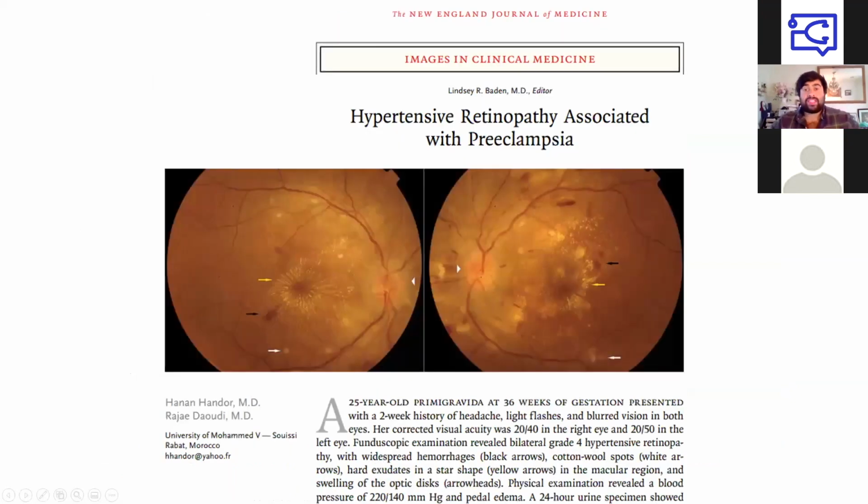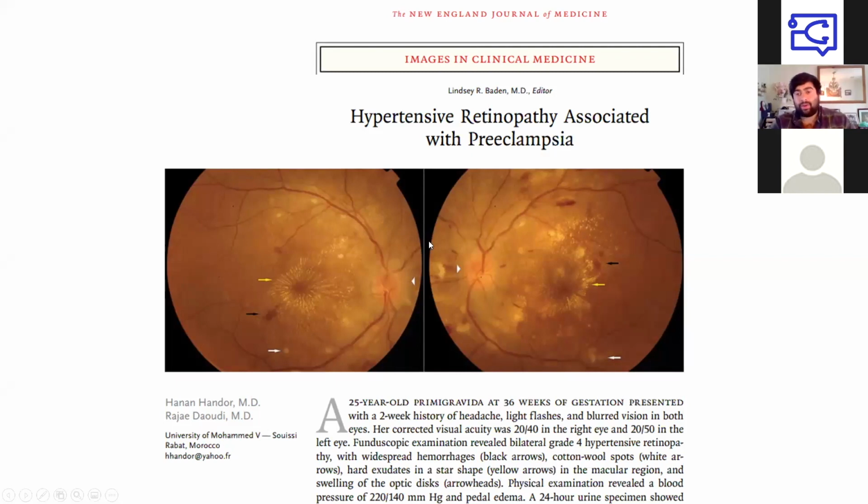Again, this is from the same paper. And then this is a slightly different paper. This is my favorite column in the world. It's called Images in Clinical Medicine, which is a column in the New England Journal, where they essentially publish nice pictures. And this is a case that you can look up. This is hypertensive retinopathy in the context of preeclampsia. So you'll know that when you cover obstetrics, preeclampsia is one of the very common comorbidities that need to be managed in women with hypertension after 20 weeks with proteinuria. And if they have malignant hypertension, then they can have hypertensive retinopathy, as we've just alluded to.